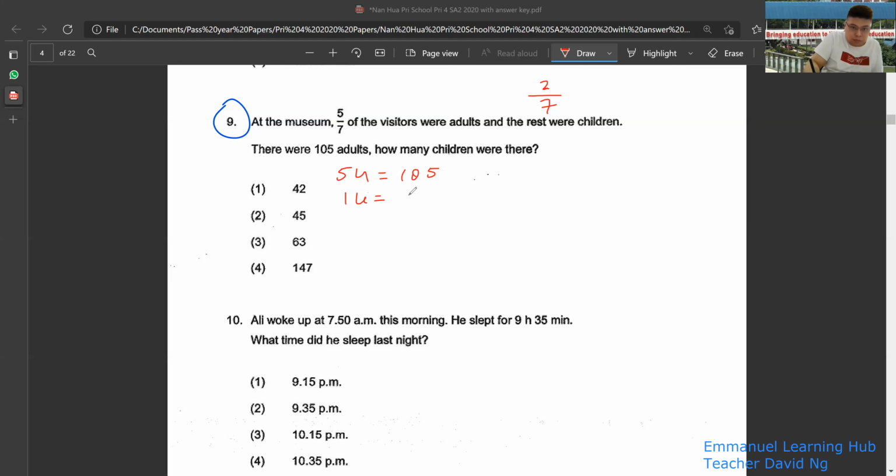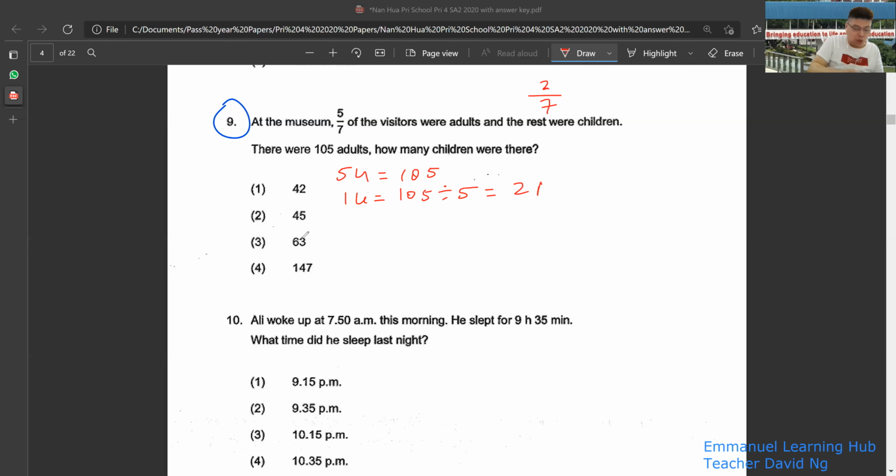105 divided by 5. Very good. So this one will become 21. Okay, 105 divided by 5 is 21. So 1 unit is 21.